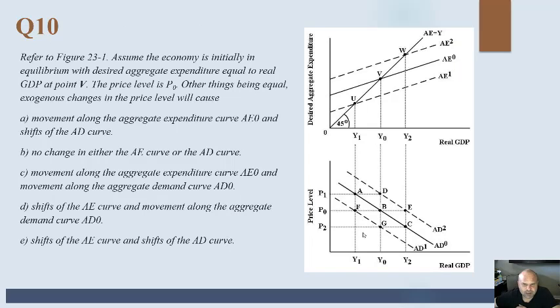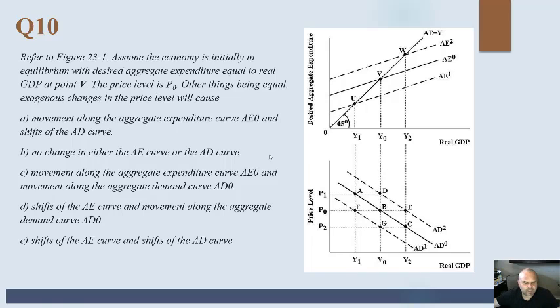It looks very scary, but it's actually quite easy. So here it's saying, assume the economy is initially in equilibrium with aggregate expenditures equal to real GDP at point V. Okay, so we're initially here. The price level associated with AE0 is P0. Other things being equal, exogenous changes in the price level will cause. Okay, so what is the correct answer here? So I'll give you a minute to think about that.